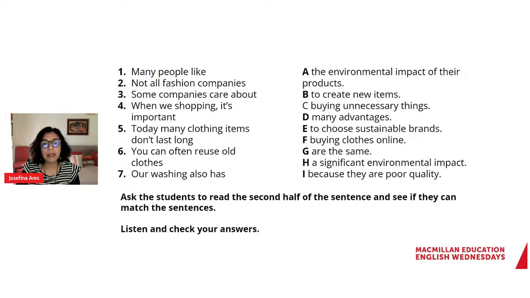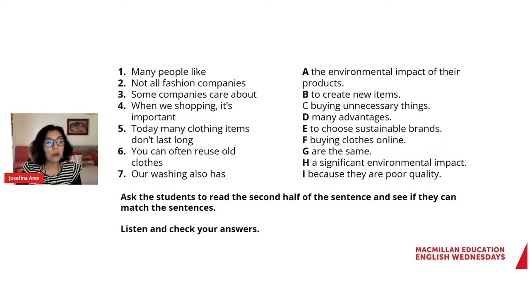And then they look at the endings and see if they can match the endings to the beginnings. So, many people like buying clothes online. So 1F. I'm doing it now because I haven't actually done this, so I'm going to check it. 2, not all fashion companies are the same, I would say. 2G. Some companies care about the environmental impact of their products, definitely. 3A. So do it with me. I'm sure that you will be able to do it. When we go shopping, sorry, I must have missed out the verb there. When we go shopping, it's important to choose sustainable brands. 4E we're going for.